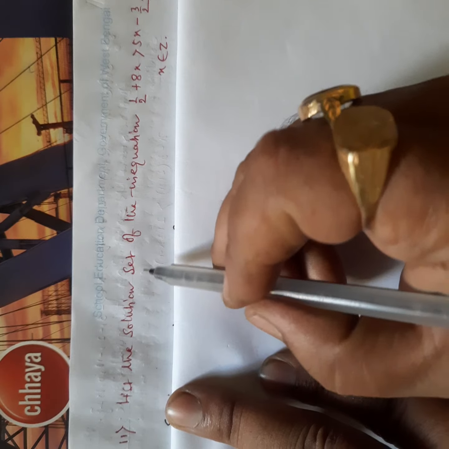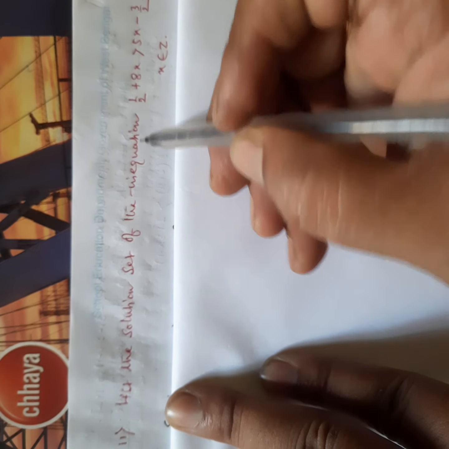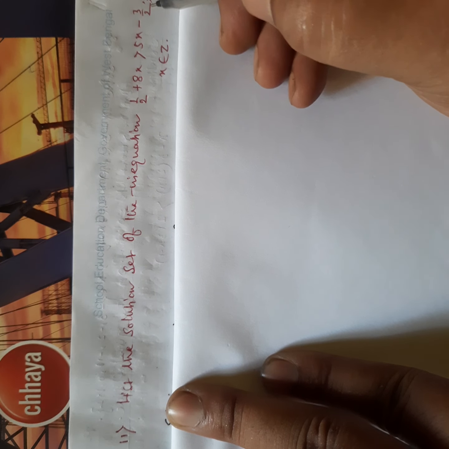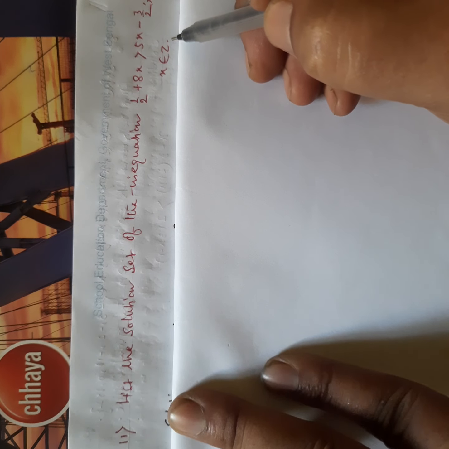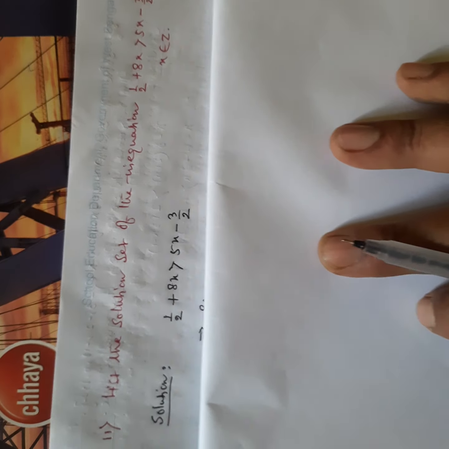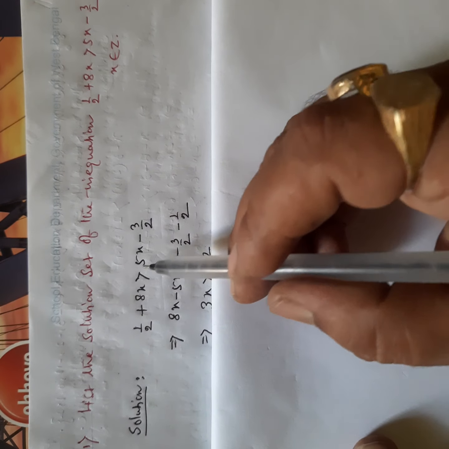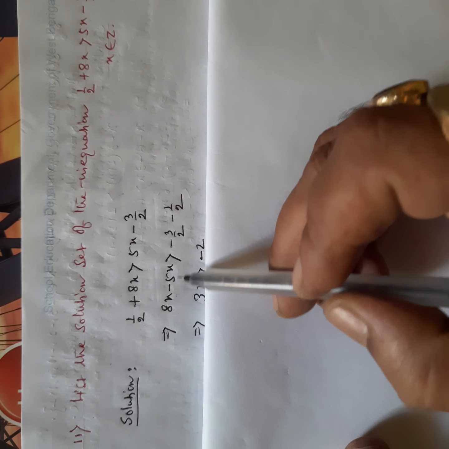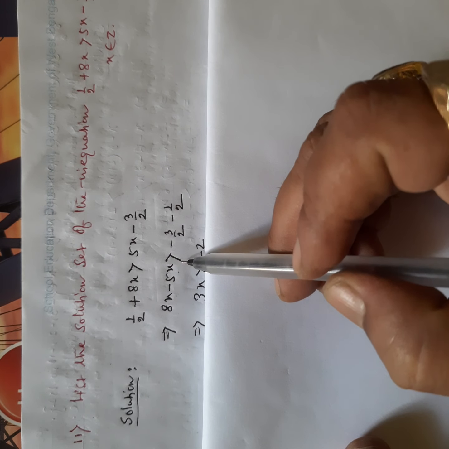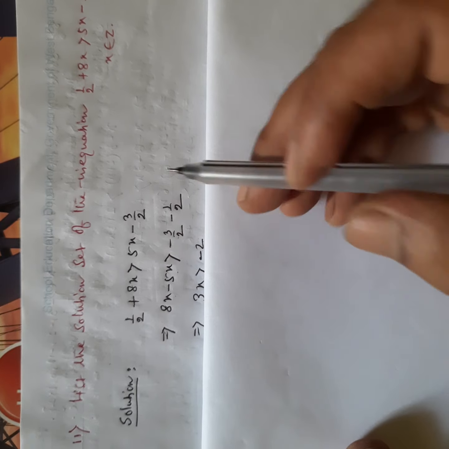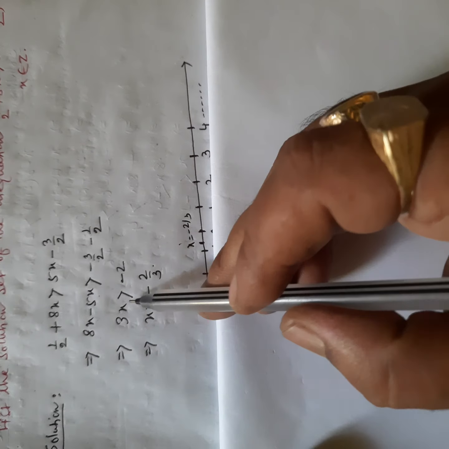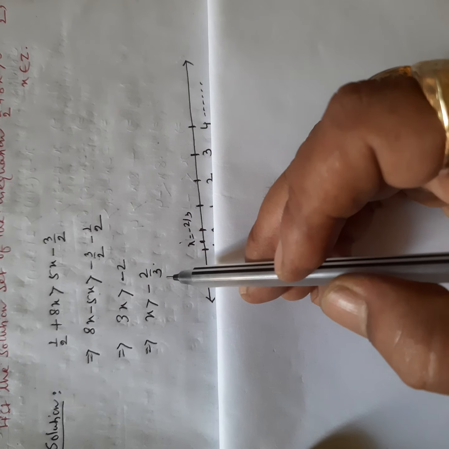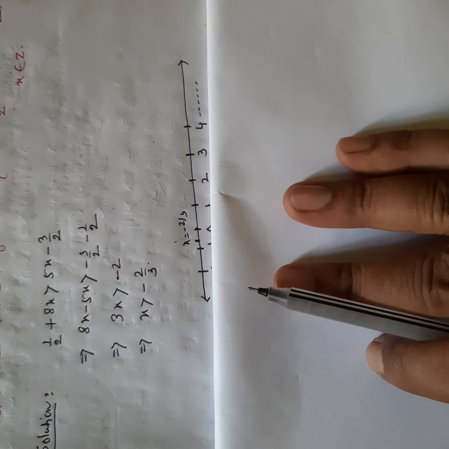List the solution set of the inequation 1/2 + 8x > 5x - 3/2, x belongs to Z. Solution: 1/2 + 8x > 5x - 3/2. This implies that 8x - 5x > -3/2 - 1/2. This implies that 3x > -2. This implies that x > -2/3.